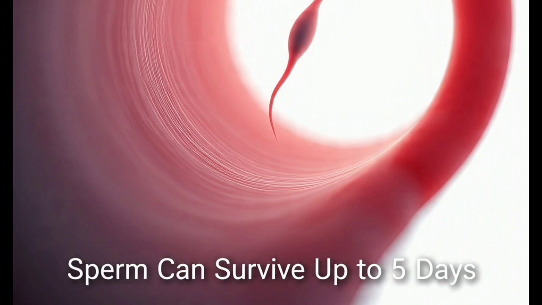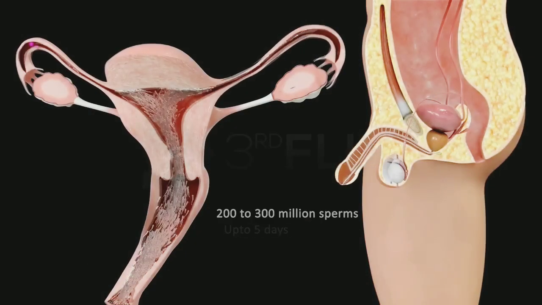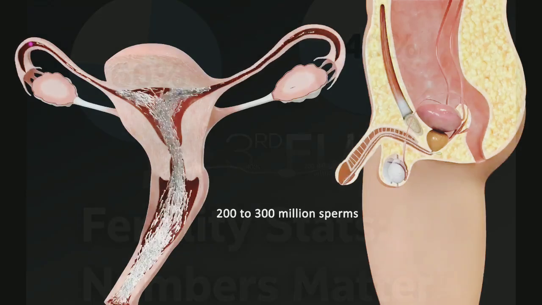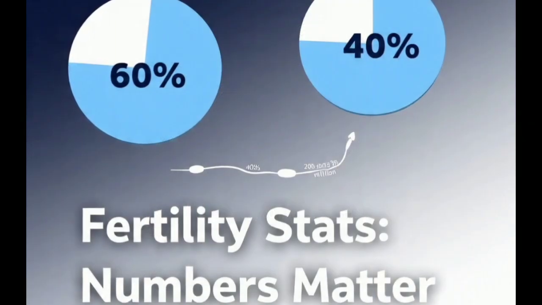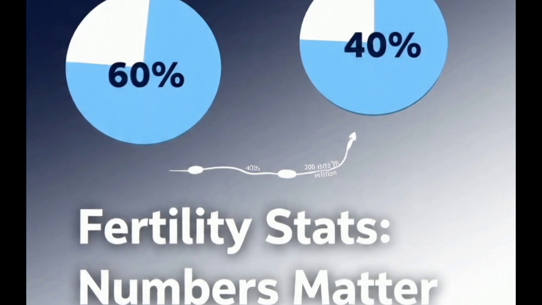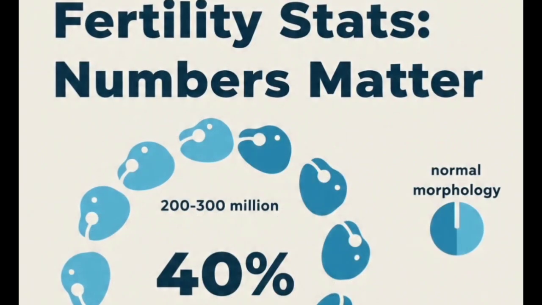A human male typically ejaculates about 200 to 300 million sperms during coitus. For normal male fertility, at least 60% of the sperm should exhibit normal morphology, and at least 40% should show vigorous motility.